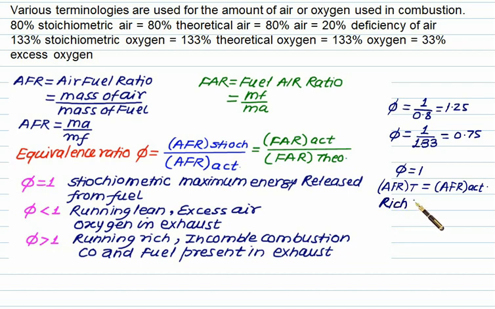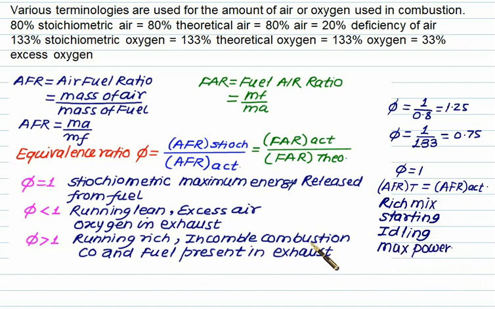We require a rich mixture, that is more quantity of fuel, during starting. Normally, when we are starting, in a number of cases we apply the choke. The choke will restrict the passage of air and more fuel will come, thereby giving the rich mixture. Then during idling, we require a rich mixture. During maximum power, we also require a rich mixture.